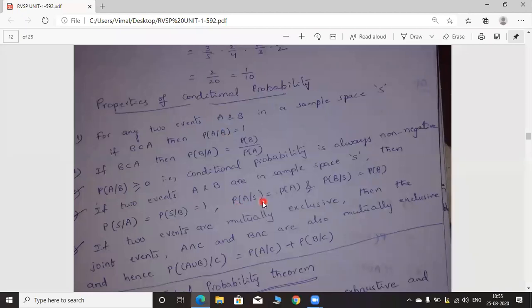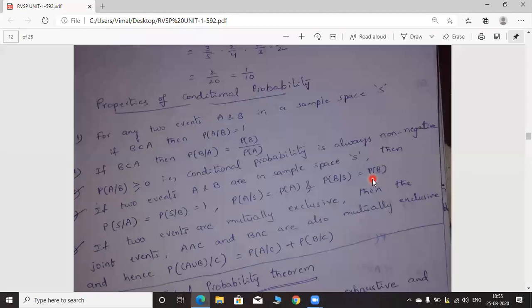Next, the second part: probability of A given S is equal to probability of A, and probability of B given S is equal to probability of B. Probability of A given S means we are finding the probability of event A only, provided that the sample space is present, which is nothing but probability of A. Similarly, probability of B given S is equal to probability of B only, given that sample space S is present.